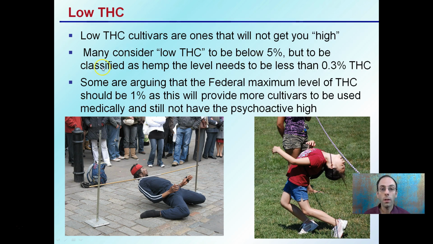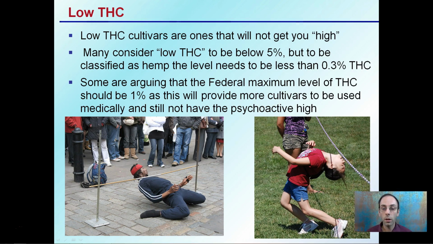But keep in mind, in order to be classified as hemp, the levels need to be less than 0.3% THC. Some are arguing that the federal maximum level of THC should be around 1%, as this would provide more cultivars to be used medically and still not produce the psychoactive high. I have the picture of the limbo here simply because we're looking at where that bar should be placed. Right now it's 0.3%, very low, so that's limiting the number of cultivars. These next varieties I'm going to show are low in THC, usually around that 5%, but are not acceptable from the federal standpoint, so they would still be classified as marijuana under the current law.